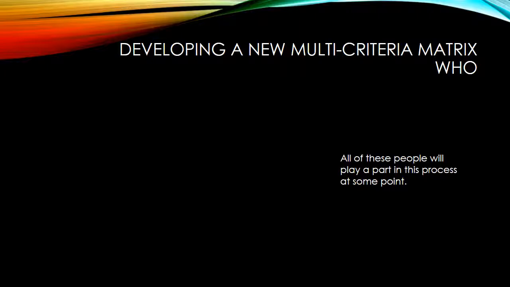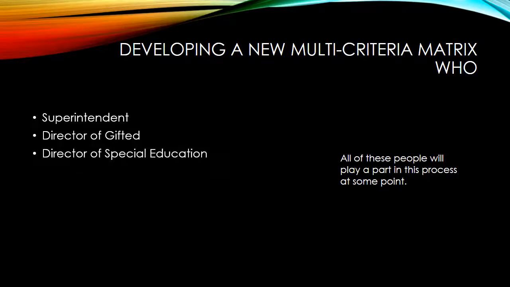So developing a new multi-criteria matrix, who would be involved in that process? At some point, all of the following people will play a part in the process. We'll have the superintendent, we will have the director of gifted, the director of special ed.